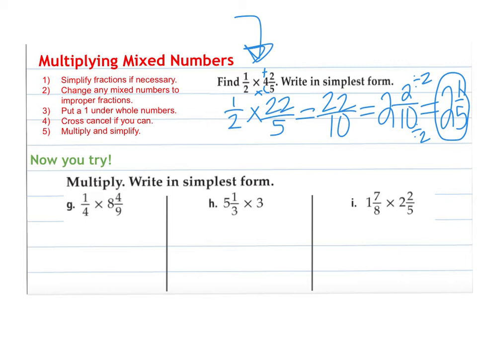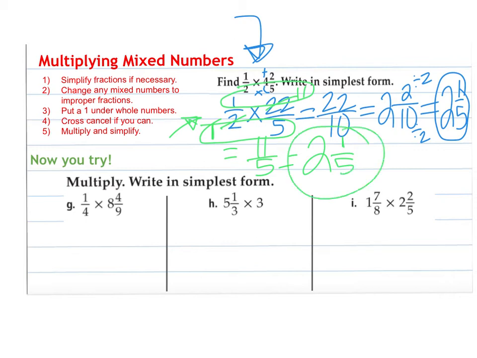I also want to show you, going back to 1/2 times 22/5, that 2 and 22 can both be divided by 2. So 2 divided by 2 is 1. 22 divided by 2 is 11. So then I would do 1 times 11, and then 1 times 5. So 11/5. 5 goes into 11 two times. 2 times 5 is 10, which means that I have 1 left over. Keep 5 as my denominator. 2 and 1/5.